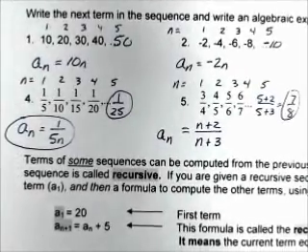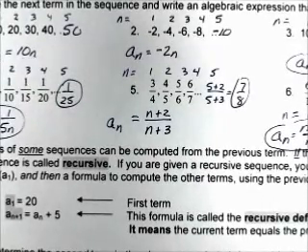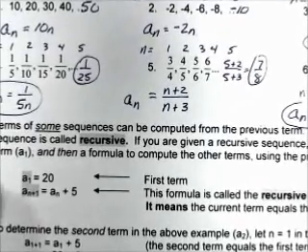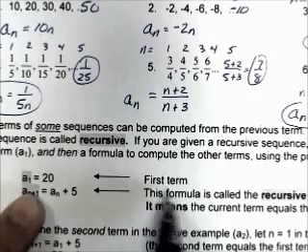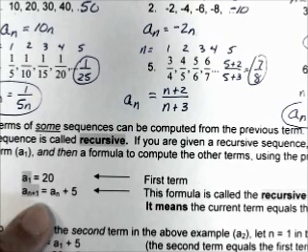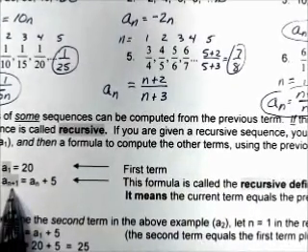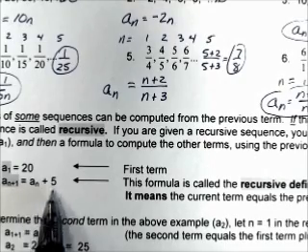Now, terms of some sequences can be computed from the previous term. If this is the case, the sequence is called recursive. If you are given a recursive sequence, you will be given the first term, a sub 1, and then a formula to compute the other terms using the previous term. For example, we have a sub 1 equals 20. This is our first term. That's given to you. A sub n plus 1 is equal to a sub n plus 5. This formula is called the recursive definition. It means that the current term equals the previous plus 5, right?